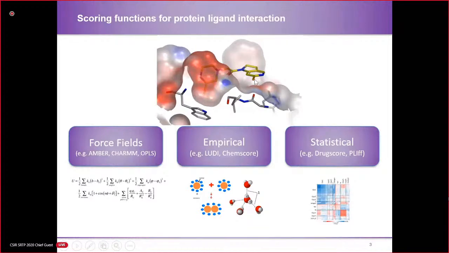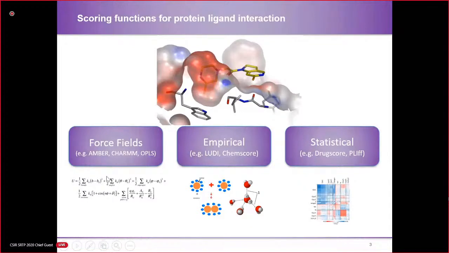But this image doesn't tell you much if you had 10 or 20 or more such small molecules. You don't know which one would bind better among these 20 or hundreds of thousands. So we use some scoring functions to gauge the strength of binding of a ligand molecule to a protein. And there are generally three classes of scoring functions.